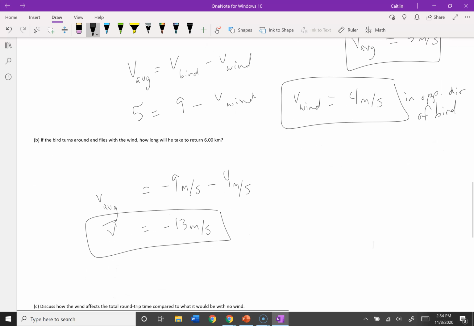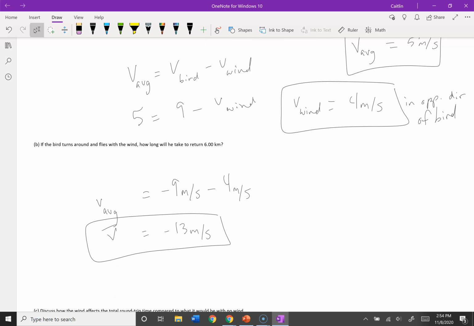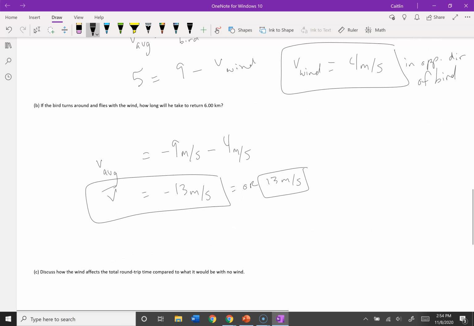We flip the sign on one of them. Now, saying negative and positive doesn't really matter here, so I'm actually just going to make this positive. I'm just going to say 13 meters per second, again, because in this particular problem, we don't have a direction. We don't have east or north or south to work with.